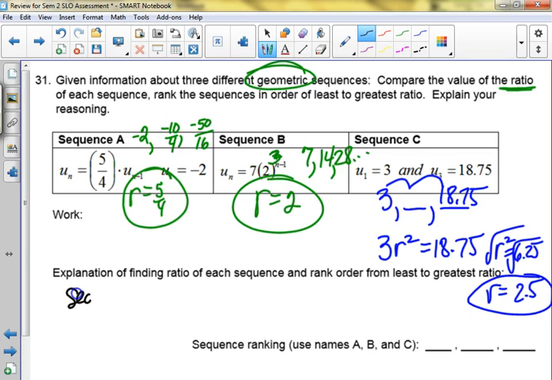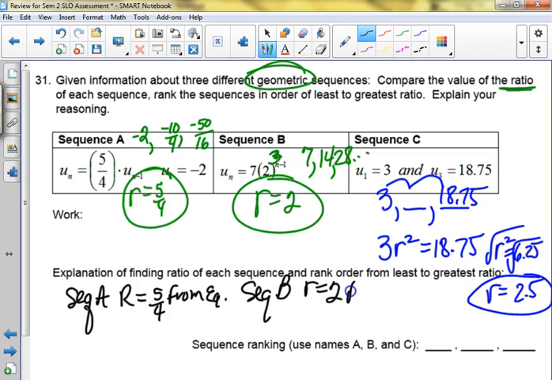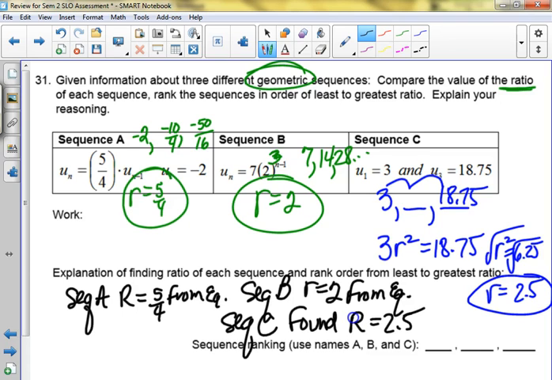So sequence A, R equals 5/4 from the equation. Sequence B, R equals 2, we could tell from the equation mostly, right? Sequence C, I found R and it was equal to 2.5. I like my complete sentence explanations here. I don't have room. Okay. Make sure you write something there so that I can give you the points.